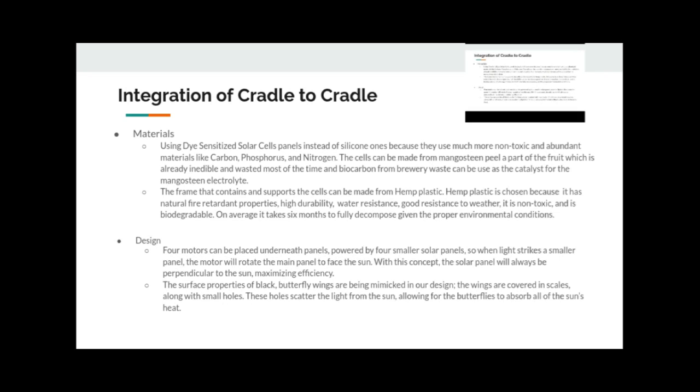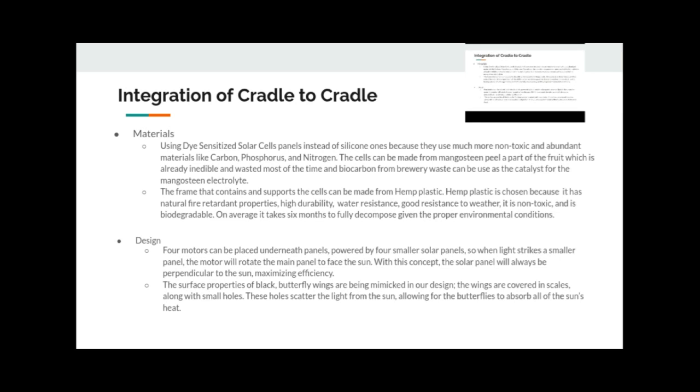And so we decided to use this new type of solar cells called dye-sensitized solar cells that use organic materials that are in the atmosphere and also organic materials like mangosteen peel that can be used as the electrode of the solar cell, and biocarbon from brewery waste, which is going to be spent grains that will actually activate that electrode. And so basically we're using the waste from other industries, and our design is made so that none of it gets wasted and put into a landfill.